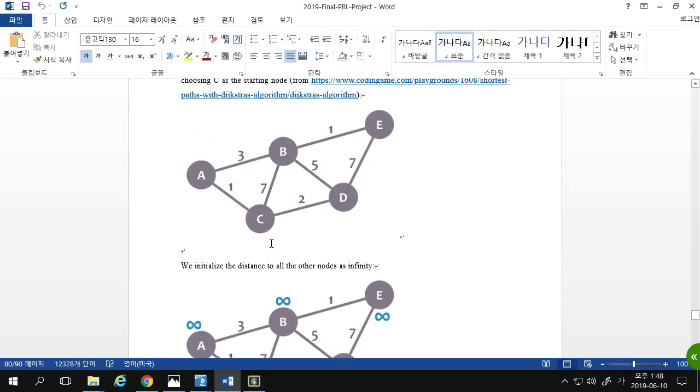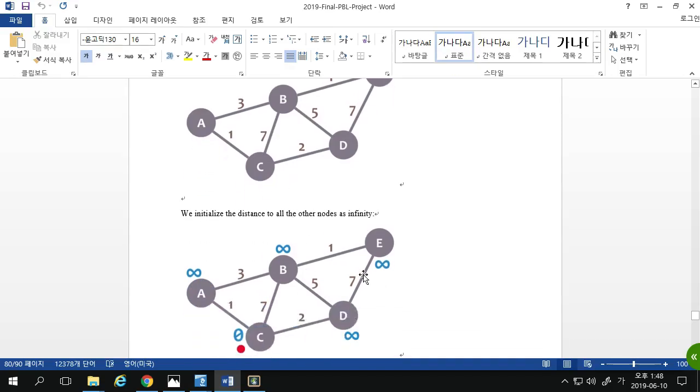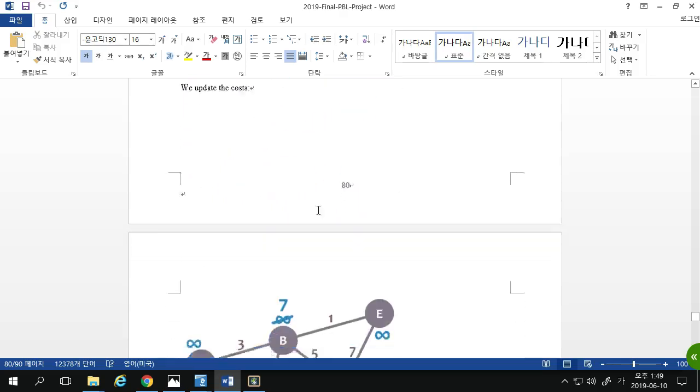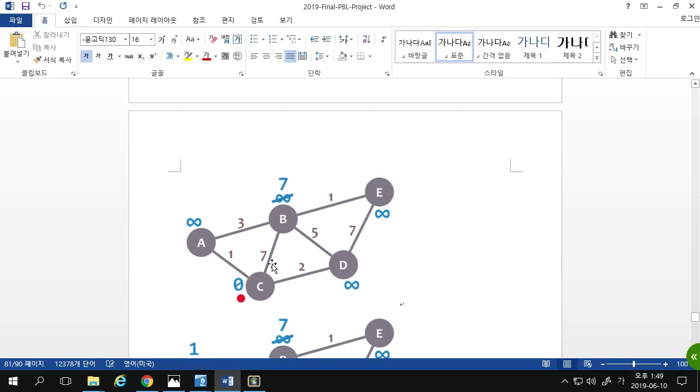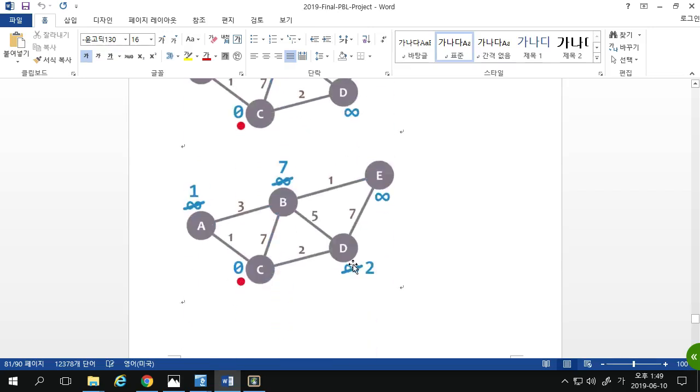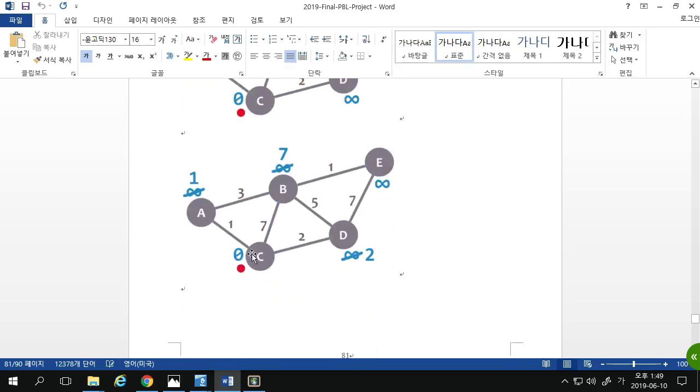And we start by initializing the distance to all the other nodes as infinity, as you can see here in blue. And Dijkstra's algorithm will then consider all the costs. So from C to B, we see that it's not infinity. In fact, you can get there in 7. So this will be updated to 7, and accordingly with A and also with D. And then the algorithm simply chooses the one with the least cost, which is A.